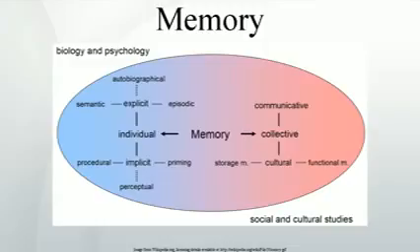Storage is the second memory stage or process. This entails that we maintain information over periods of time. Finally, the third process is the retrieval of information that we have stored. We must locate it and return it to our consciousness. Some retrieval attempts may be effortless due to the type of information.